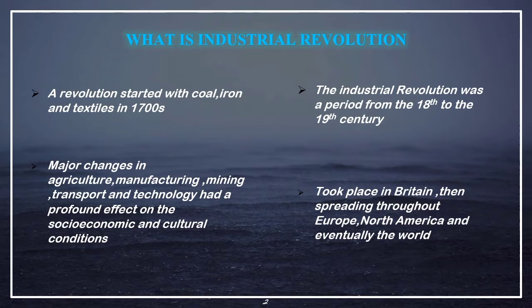The industrial revolution was a period from the 18th to the 19th century. Major changes in agriculture, manufacturing, mining, transport and technology had a profound effect on the socio-economic and cultural conditions. It took place in Britain, then spread through Europe, North America and eventually the world.